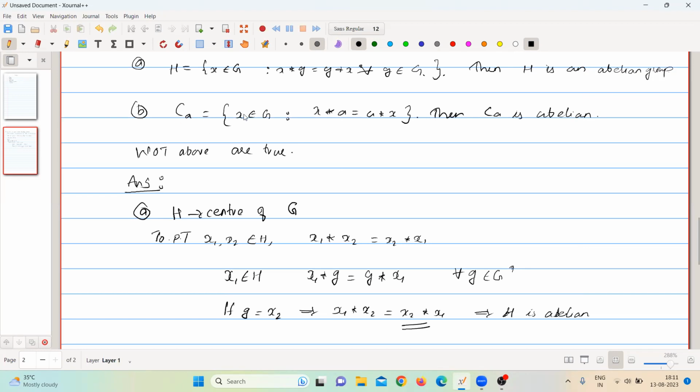Here in B also, it seems like x star a equals a star x. That means a condition of commutativity holds here. But actually, this is not commutative. Why? Because this is particularly for an element a. It is not true for every element. Earlier we used x star g equals g star x for all g in G. But here we are taking it for some particular a. So C(a) need not be abelian always. Let us see how it comes.